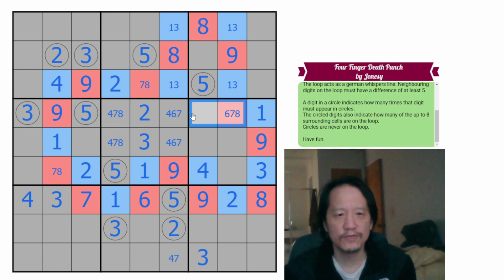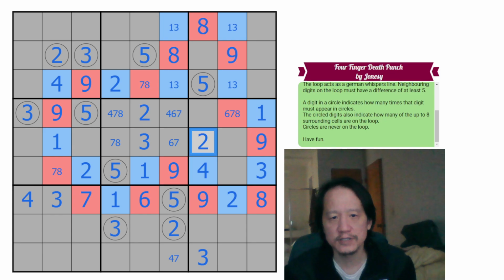This can't be 4. So neither of these two can be 4. These can't be 4, obviously. Where is the 4 in row 4? It has to be one of these two. So this cannot be a 4. This cannot be a 4. 2 can't be either of these. Can't be here. The only possibility now for 2 has to be here.